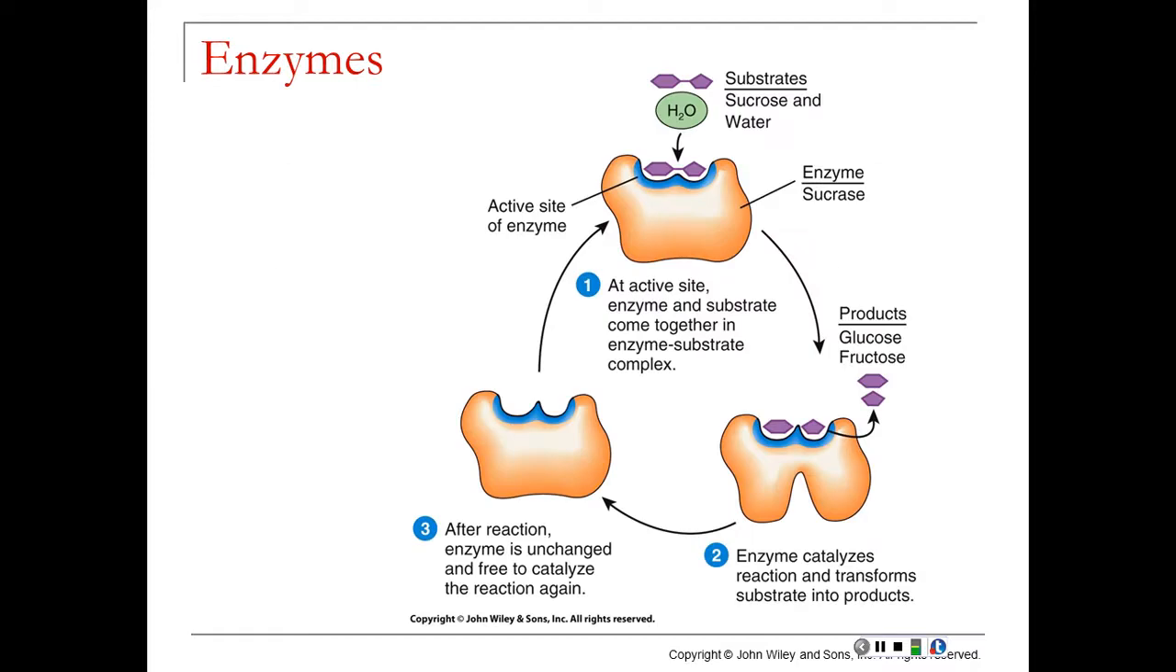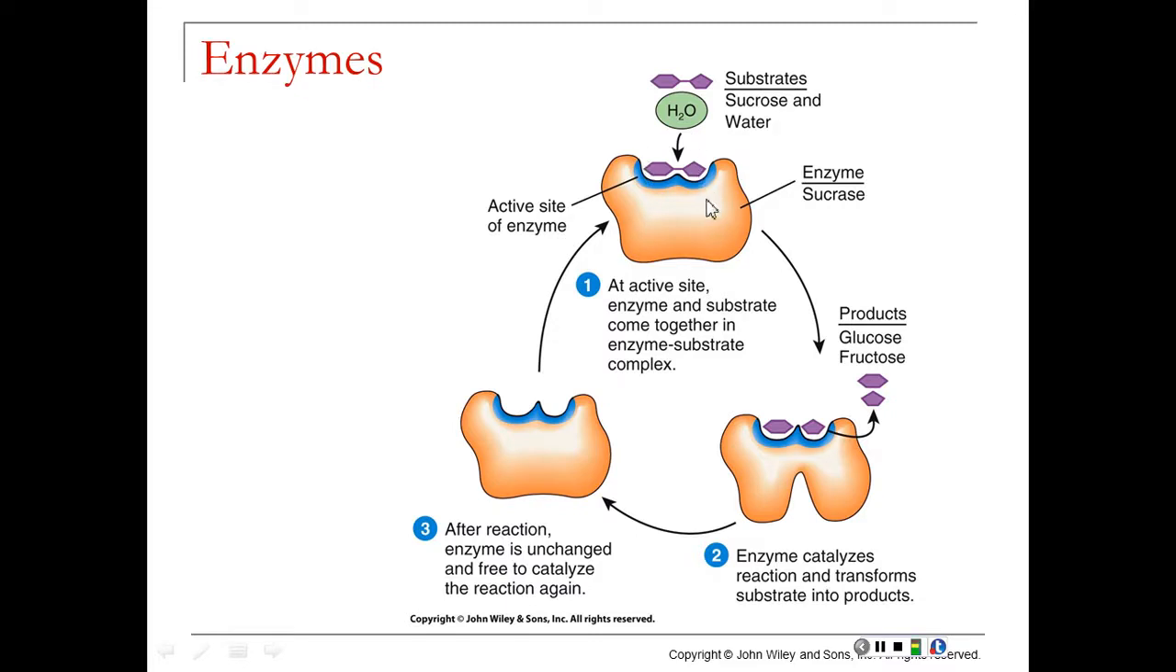Here you see what I was talking about. We start with our enzyme here, sucrase. Here's my mouse. Here's our enzyme sucrase. The substrate, sucrose and water, come into the active site. This is a process of hydrolysis, because we're about to break apart this disaccharide molecule.